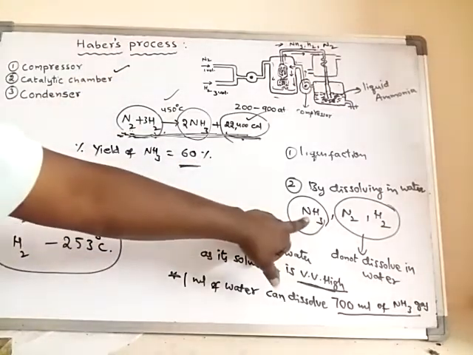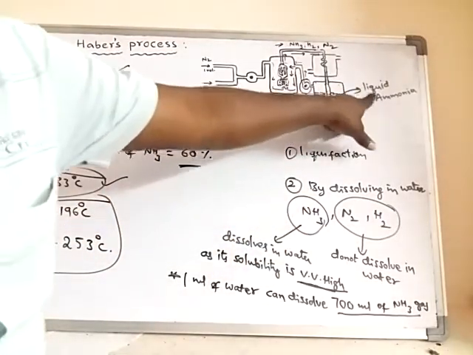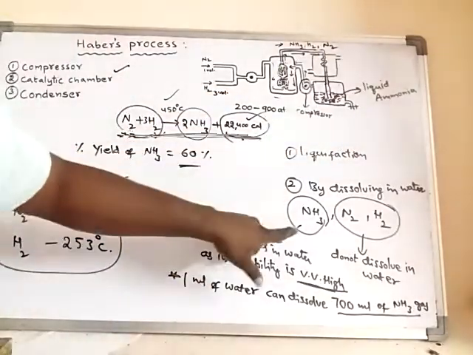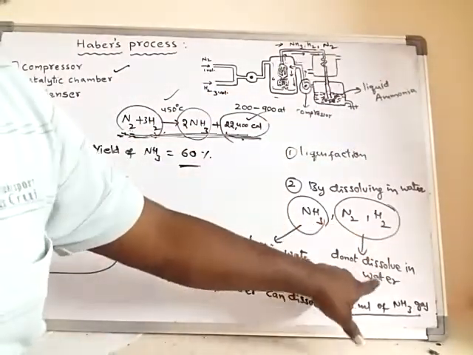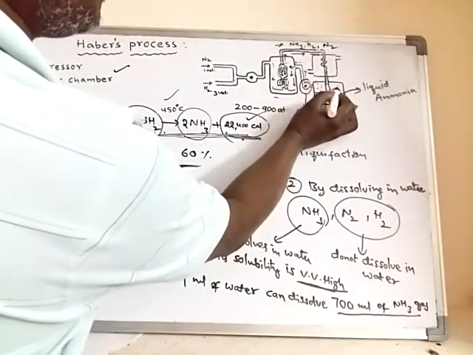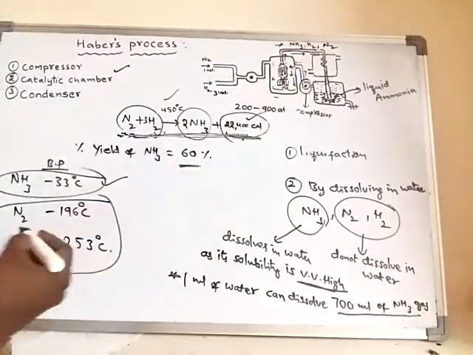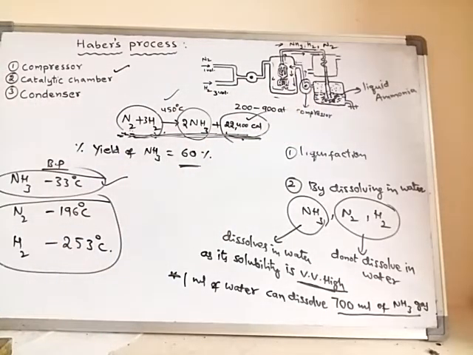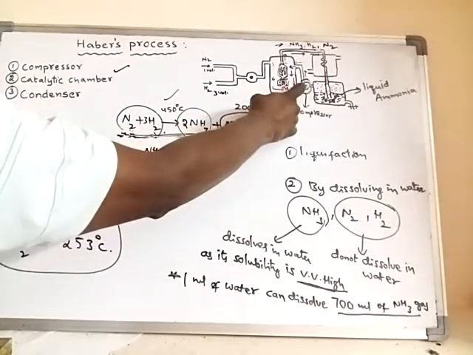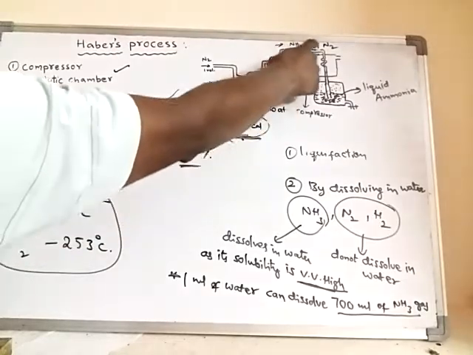Because of its high solubility, what happens? Only ammonia gas will dissolve in this and form liquid ammonia. And these two gases, as they do not dissolve in water, slowly move up, enter into this open area, and finally enter into this pipe. Then they are recompressed and sent into the catalytic chamber to continue the process.